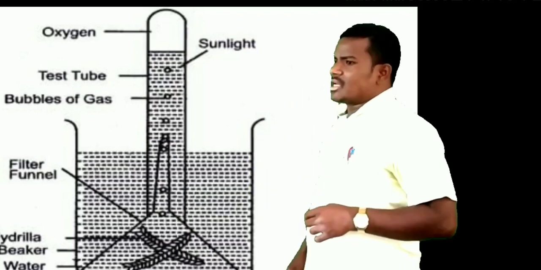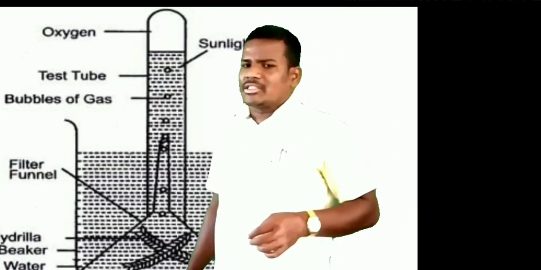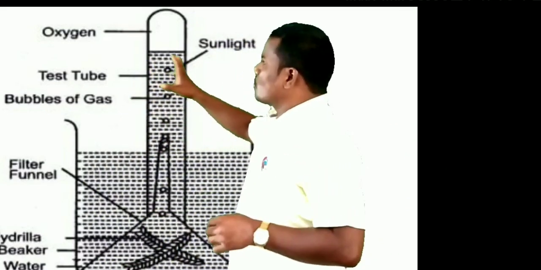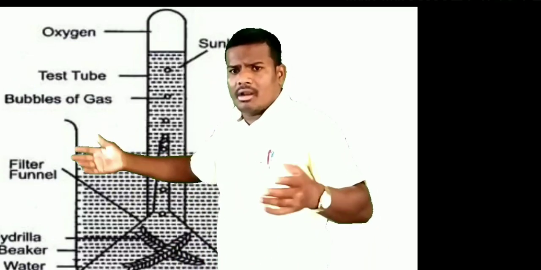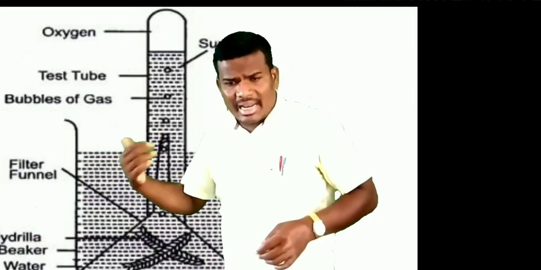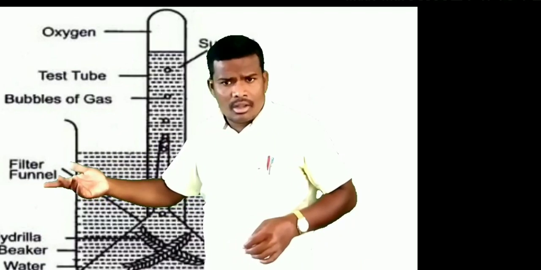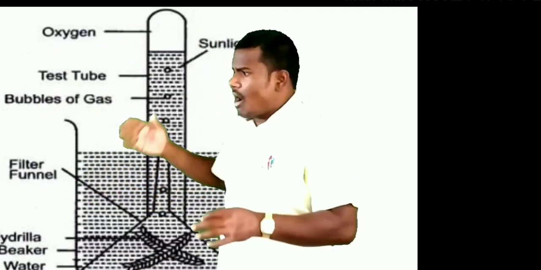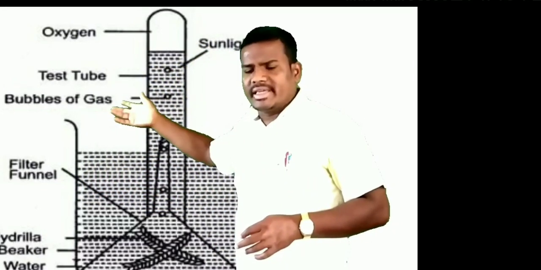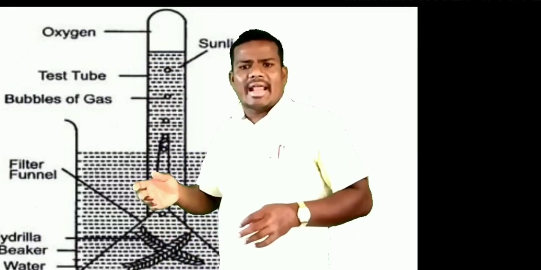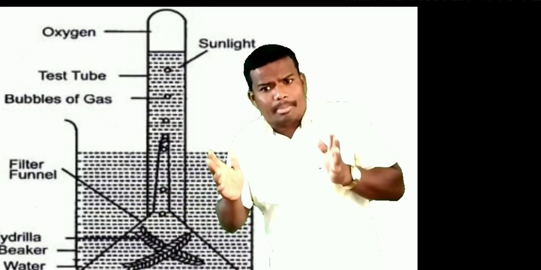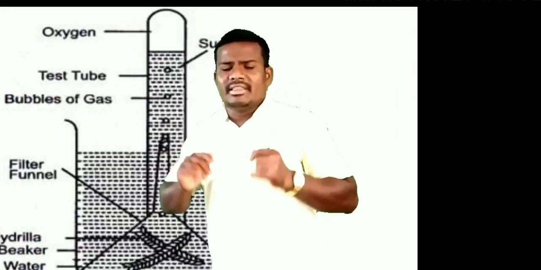Next is our observation. After a few hours, these hydrilla plants are involved in the process of photosynthesis, which means all the factors are there: water is there, sunlight is there, chlorophyll is there, and CO2 is there. That is why these hydrilla twigs are involved in photosynthesis.